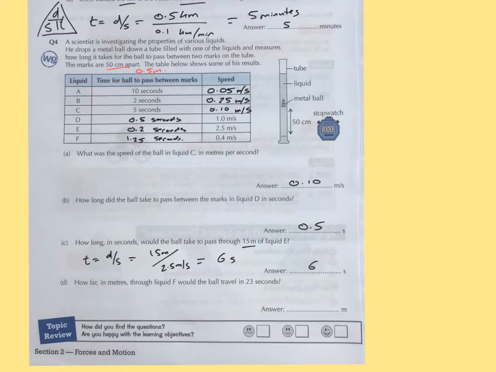And then how far in metres through liquid F would the ball travel in 23 seconds? So how far is distance? So again, using our triangle, distance is speed multiplied by time. So the speed is 0.4 metres every second. Multiply that by the 23 seconds that it's falling for. That gives us 9.2 metres. That's how far it would fall in that amount of time.